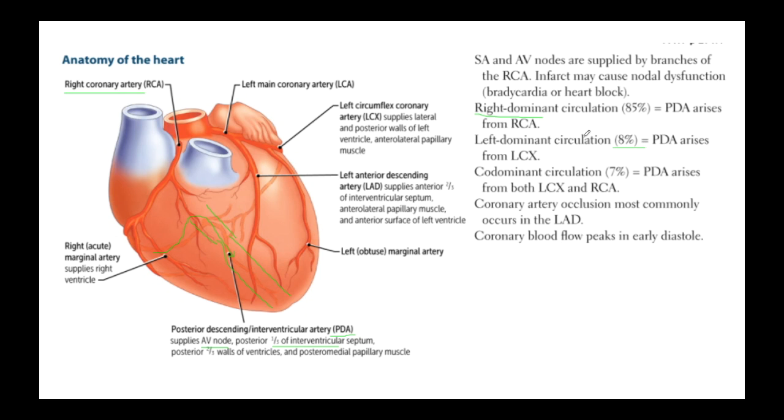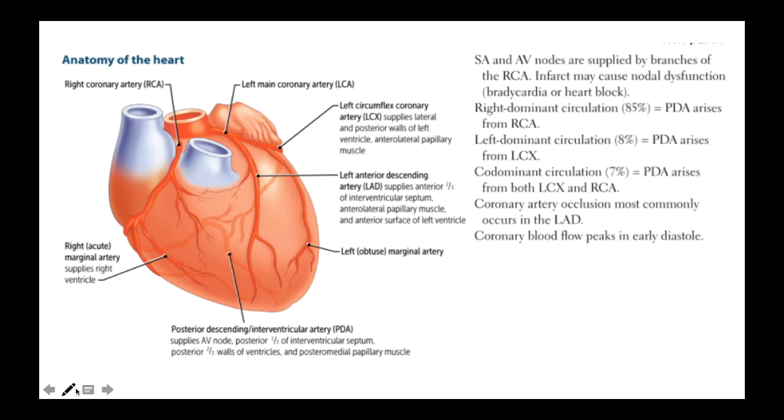In about 8% of people, we see a left dominant circulation where the PDA actually arises from the left circumflex instead. And in an even fewer amount of people, we see a codominant circulation where it arises from an anastomosis of both the right coronary artery and the left circumflex artery.